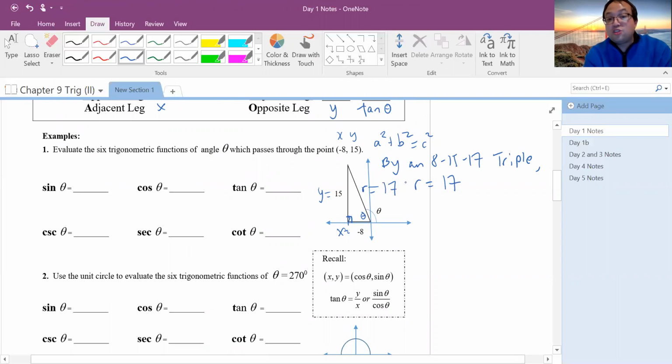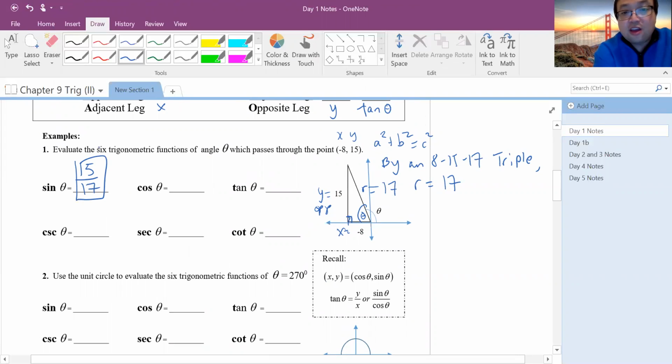Now that you have all 3 sides of the right triangle, we are ready to express the ratios. Keep in mind, let's do the basic ones first. The first 3 is a recap. Sine of theta, remember, that's opposite leg over hypotenuse. You see how this is the opposite leg because it's across from theta, right? So I'm going to say 15 over 17. That's going to be sine of theta.